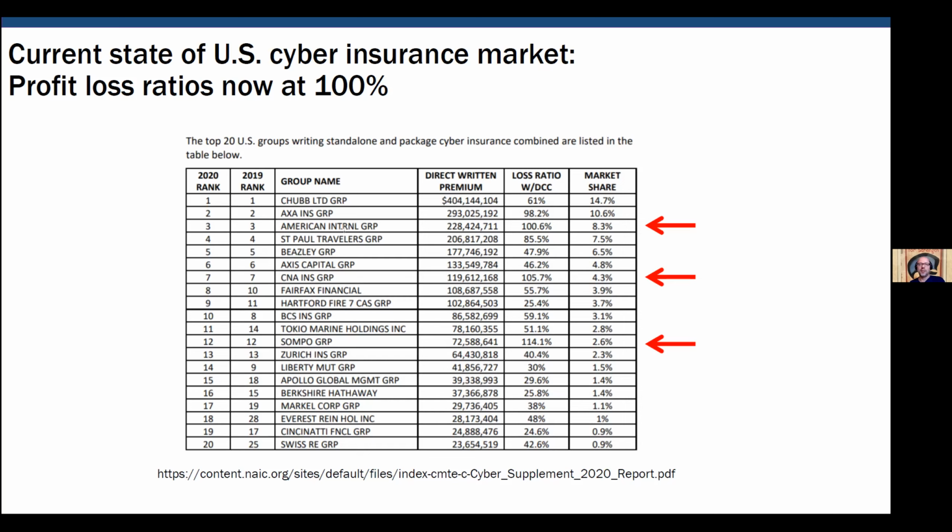Lloyd's has issued some releases to discourage reissuance of cyber insurance policies. I don't know how often that happens. If these kinds of events have occurred in other insurance lines over the past, I don't know, but this seems shocking to me.